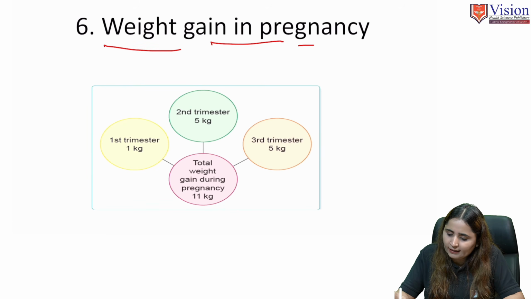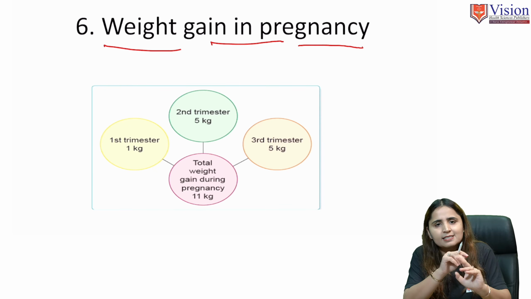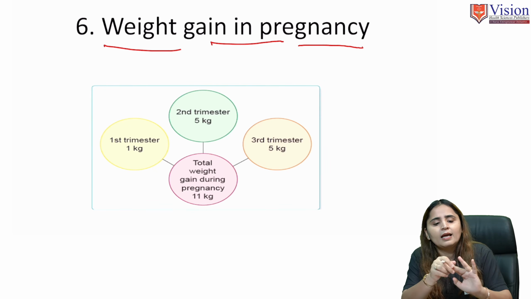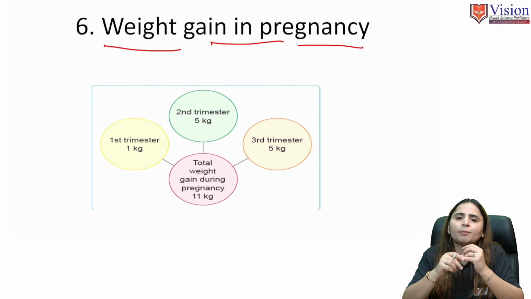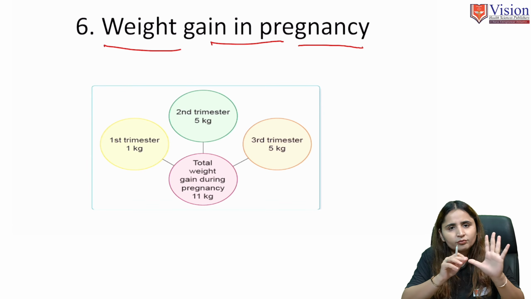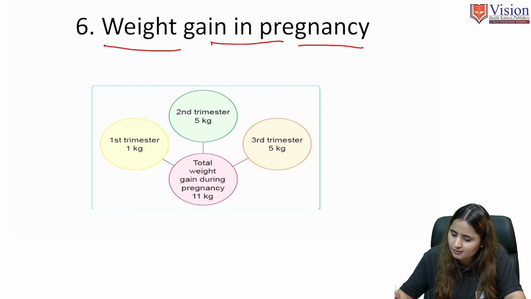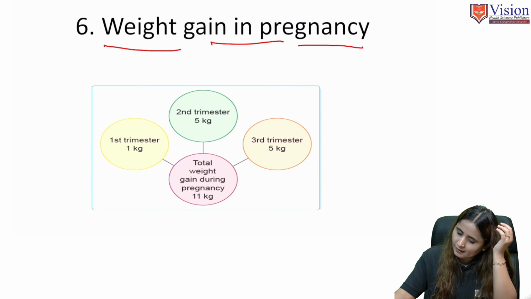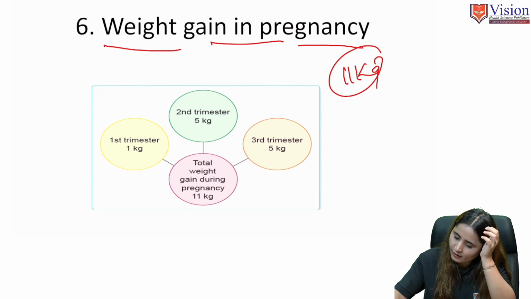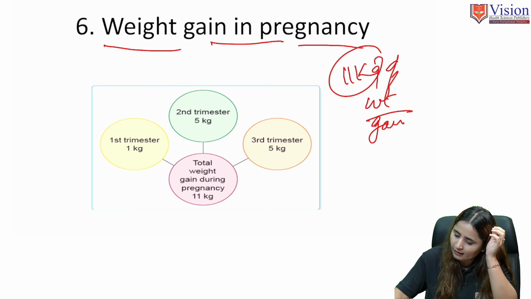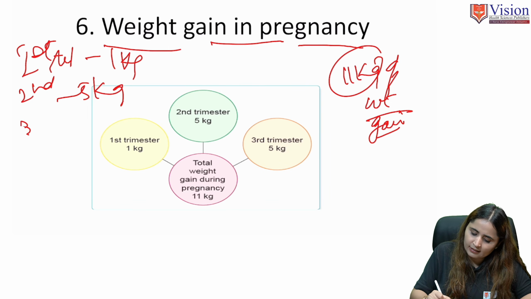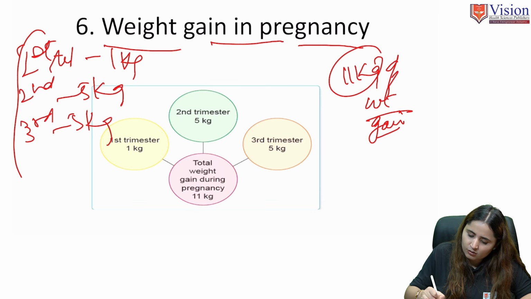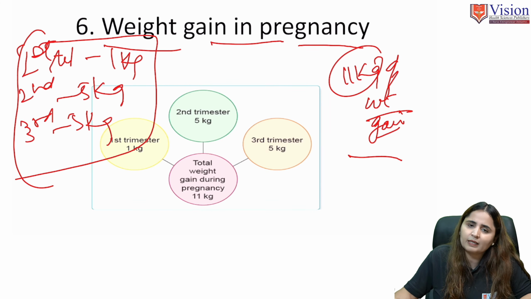Then another is weight gain in pregnancy. Till now we had discussed the changes in the vagina, then the uterus, then the cervix, then the breast, and fifth was the skin changes. Now sixth is weight gain in pregnancy. In pregnancy there is 11 kg of weight gain: 1 kg in the first trimester, 5 kg in the second trimester, and 5 kg in the third trimester.